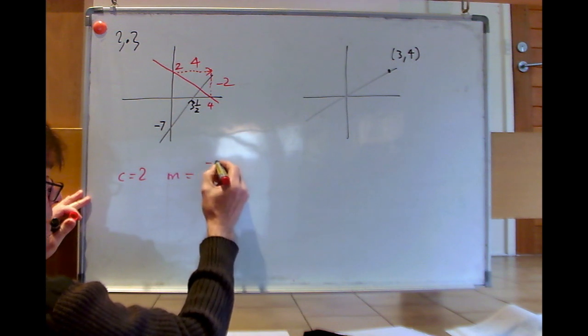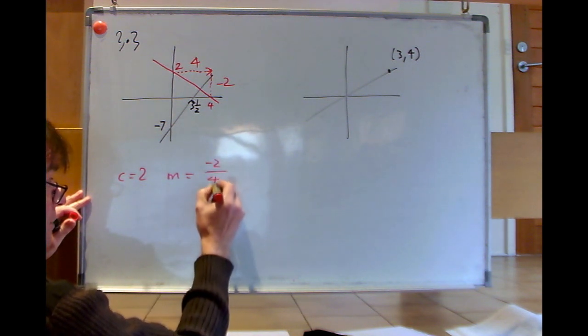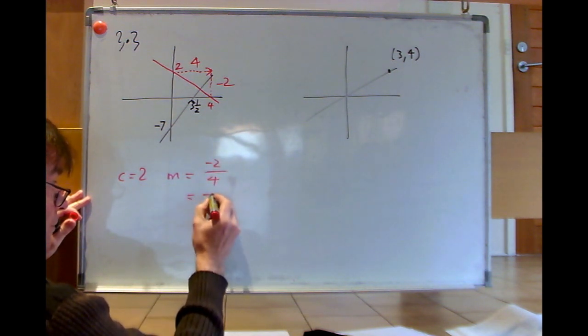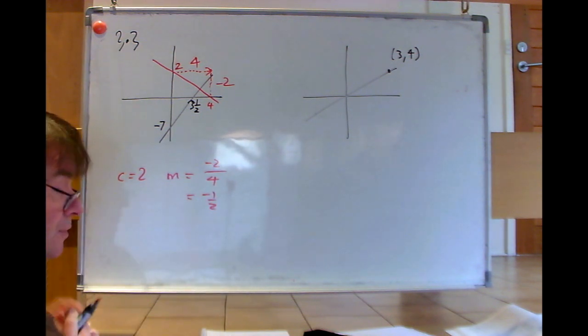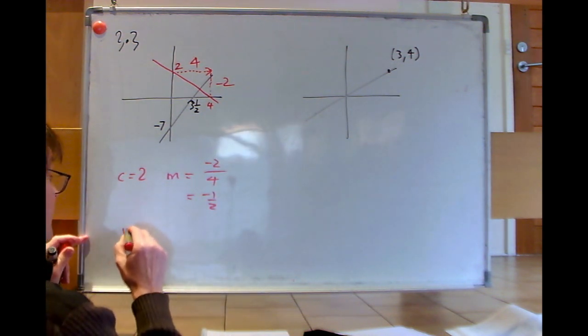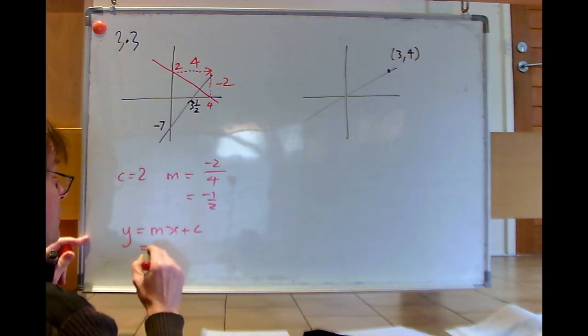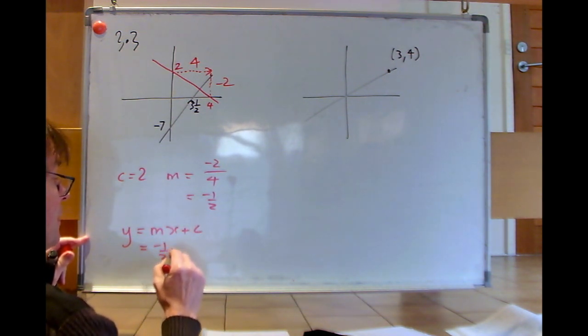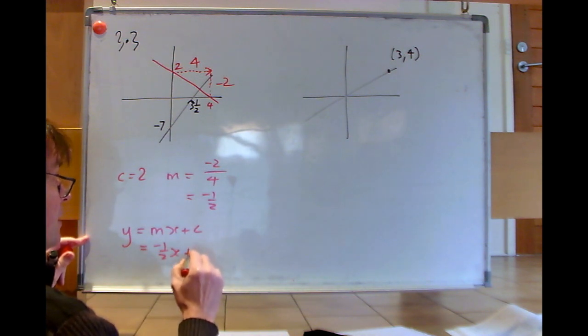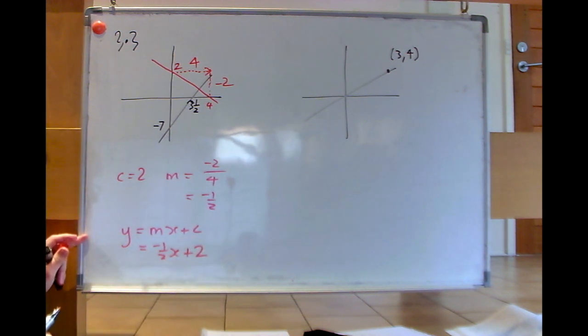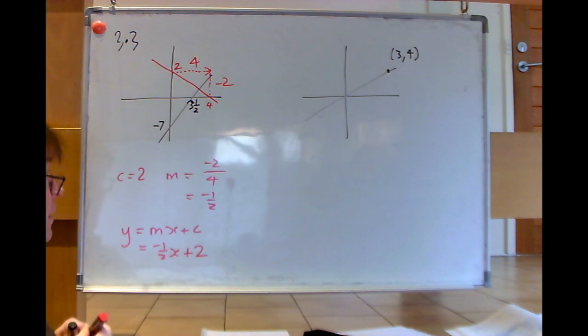So my rise is negative 2, my run is 4, which can simplify down to negative a half. Since y equals mx plus c, I just put those two values in. The m value is negative a half, the c value is 2. Let's have a look at the second one.